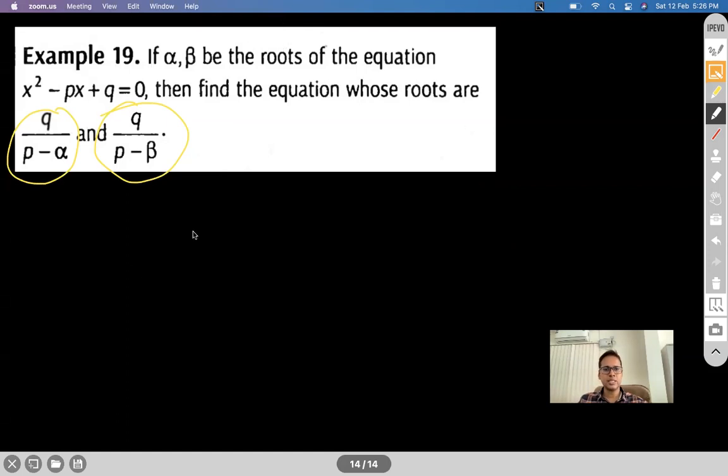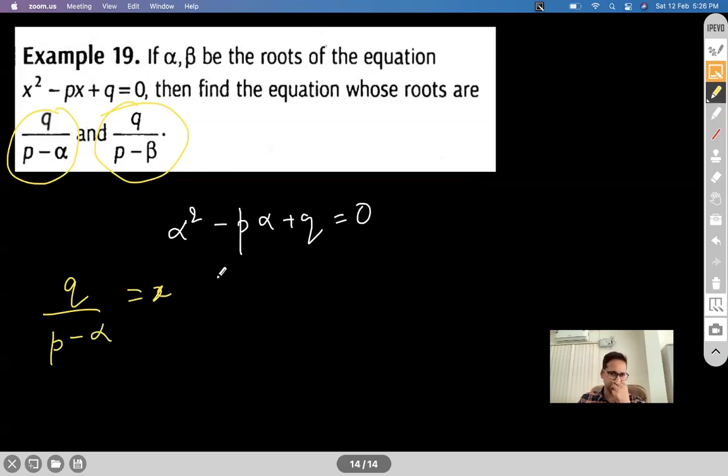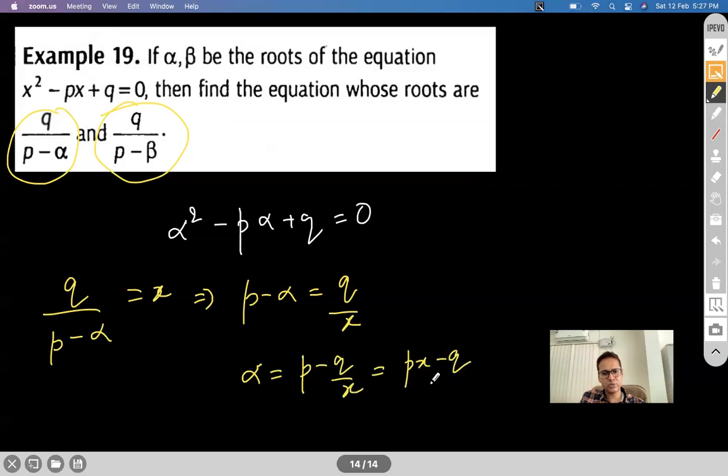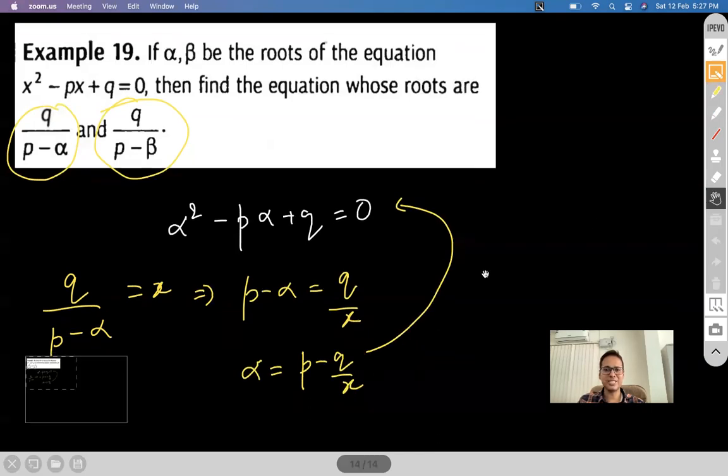Okay, Satyam. So what did I tell you with this approach? Since alpha and beta are roots of these two equations, this is going to be satisfied. All you need to do is take one of them, which contains alpha, and equate it to x. Which means p minus alpha is q by x, so alpha is nothing but p minus q by x. Or you can say px minus q, but let it be p minus q by x. Just replace it over here. Whatever answer you get, that is your answer.